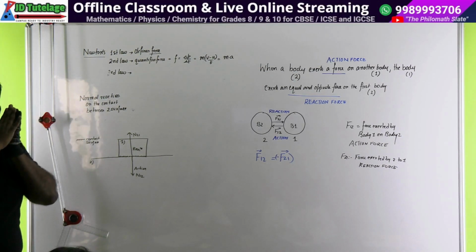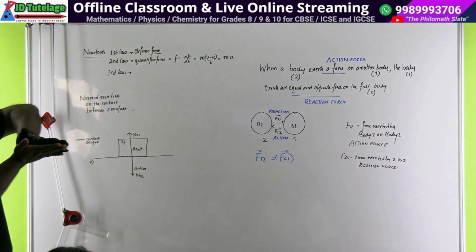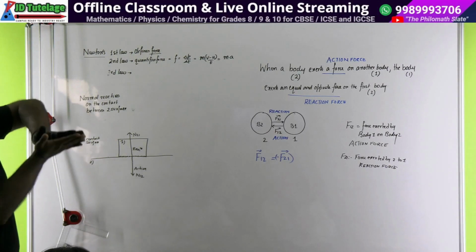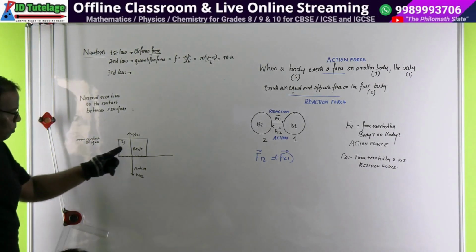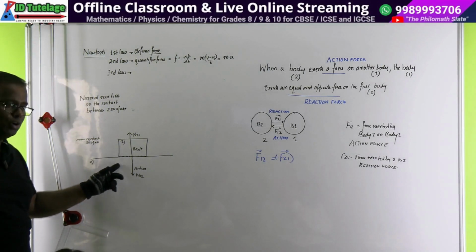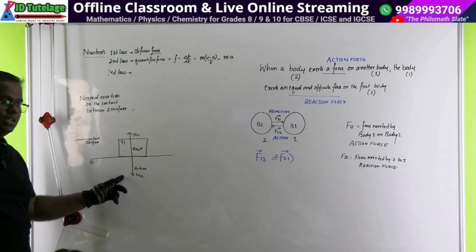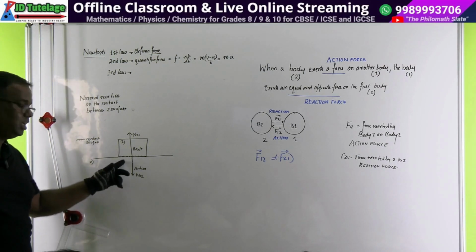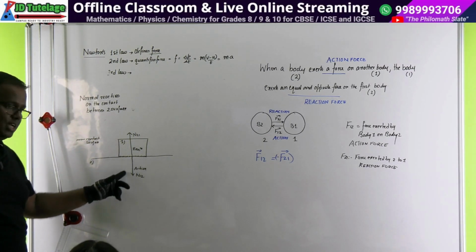We are not talking about weight, mass, gravity, nothing. Whenever two bodies are in contact, this body is not going down because the other body is giving a reaction force to it. So when a body is in contact with body 2, there will always be a normal reaction. Do you get it? There is always a normal reaction. This is the normal reaction.